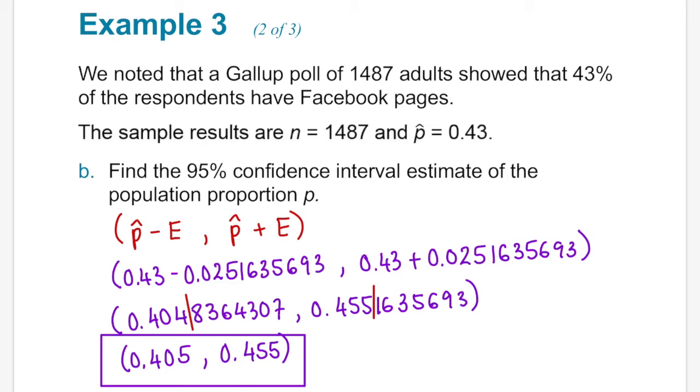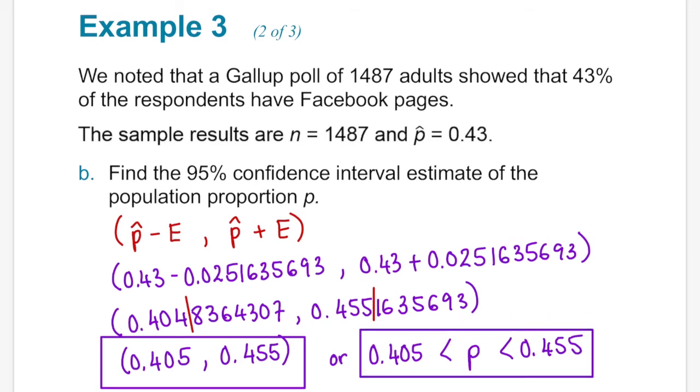My confidence interval is from 0.405 to 0.455. What does that mean? It means that my P is any number in between these two, and that is 95% confidence. Or you can express the confidence interval in this format, where 0.405 < P < 0.455.